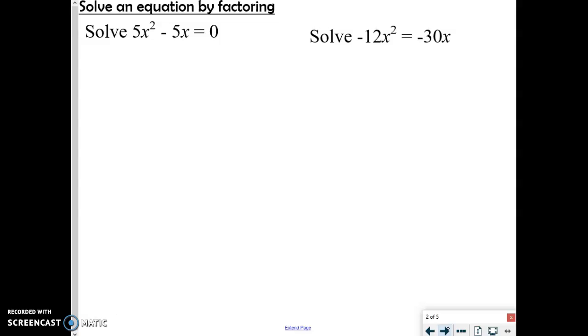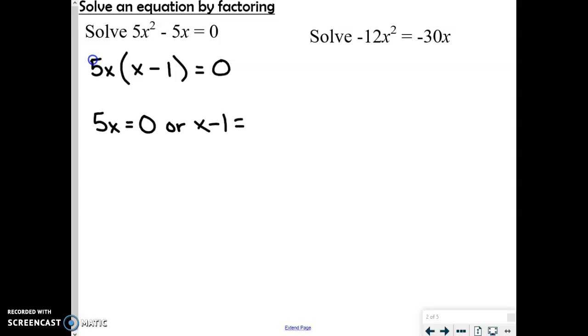Now we have a couple of examples here that are going to involve factoring. The first one is the most basic of all the factorings that we have, and it's the greatest common factor. So if we factor it out, the greatest common factor is 5x. So we factor that out front, just like we talked about in Unit 7. What that would leave us with is x minus 1, and now that's equal to 0. Once you've factored it completely, you set your factors equal to 0 and solve. So in this case, we'd get 5x is equal to 0, or x minus 1 is equal to 0.